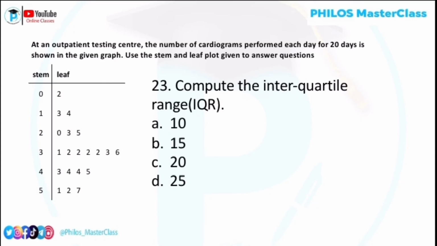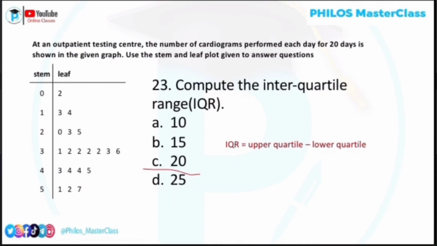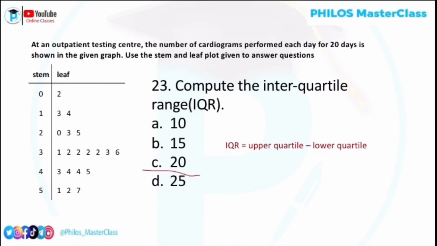This question says, compute the interquartile range. To find the interquartile range, it should be the third quartile minus the first quartile, or upper quartile minus lower quartile. Remember the lower quartile, which is the first quartile, to be what? 24. And we also got the upper quartile, which is the third quartile, to be what? 44. So find the difference. 44 minus 24 will give you what? 20. So that means the interquartile range is 20. So let's proceed to the next question.